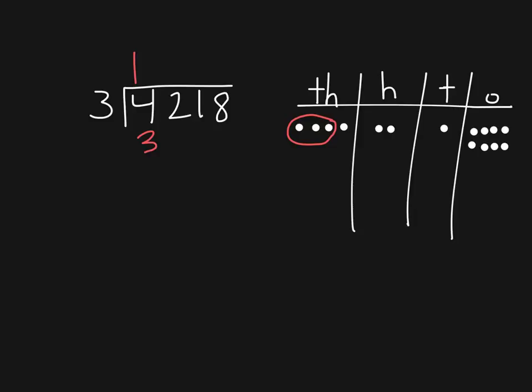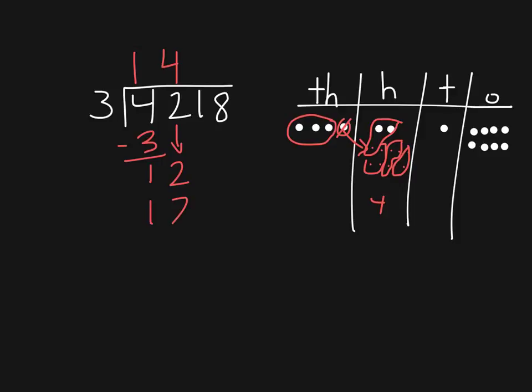1 times 3 is 3. 4 minus 3, I have 1 thousand left over, so I'm going to regroup that and move that over here and make that 10 hundreds and put it together with the 2 hundreds I already have. Now with my 12 hundreds, again, I'm going to circle my bundles of 3. I can make 1, 2, 3, 4 bundles of 3. So with my 12 hundreds, I can make 4 bundles.